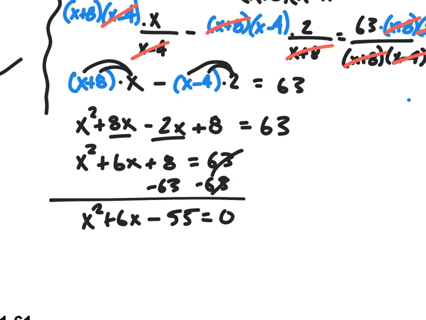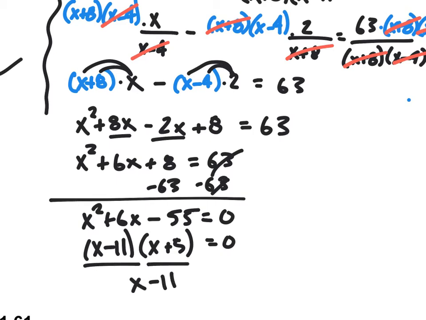Now I want to factor that and solve. Two numbers that multiply to -55 but add to 6: the only numbers that multiply to -55 are some combination of 5 and 11. If I do positive 11 and -5, that should give me 6. So I've got x minus 11 times x plus 5, and set that equal to 0. Setting each of these equal to 0, x minus 11 equals 0 and x plus 5 equals 0. This means that x is equal to 11, and x is equal to negative 5.